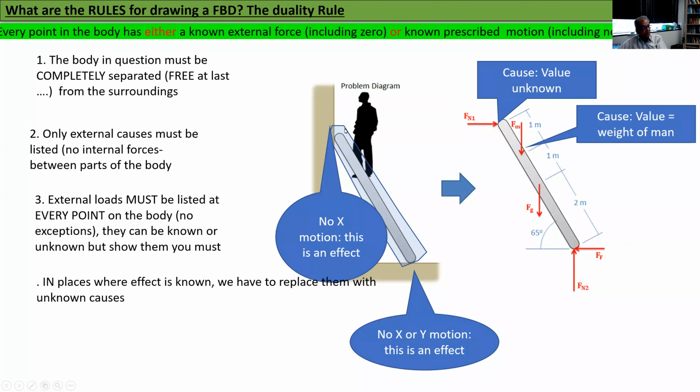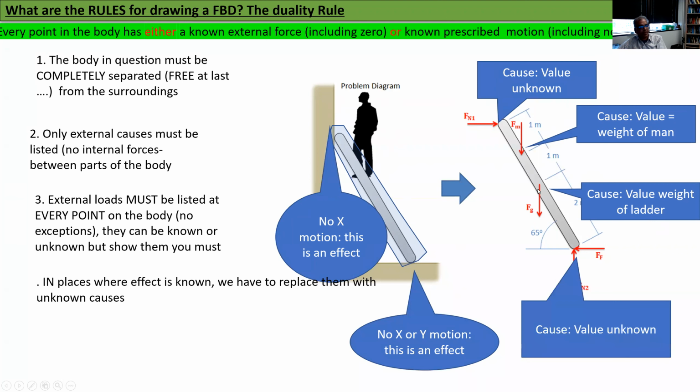This is a known cause. This is the person standing on it. I don't know the effect, but I know that the cause is known. That's the weight of the man. Then weight of the ladder is another known cause. That's also listed. And finally, at this point, I have two unknown causes. Can you see that? So in places where the causes are unknown, I am assuming that you know the effects. And in the rest of the spaces, where the effects are unknown, I know the causes.